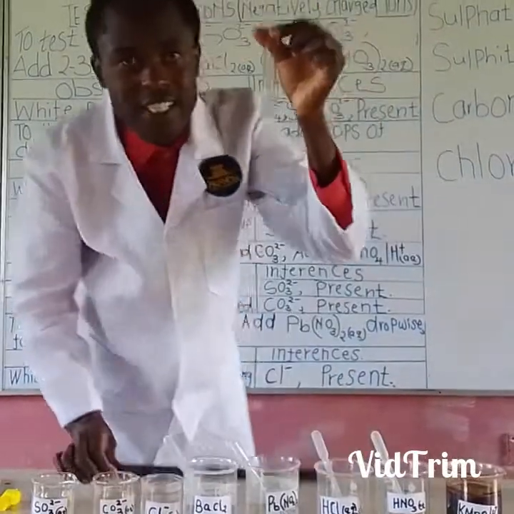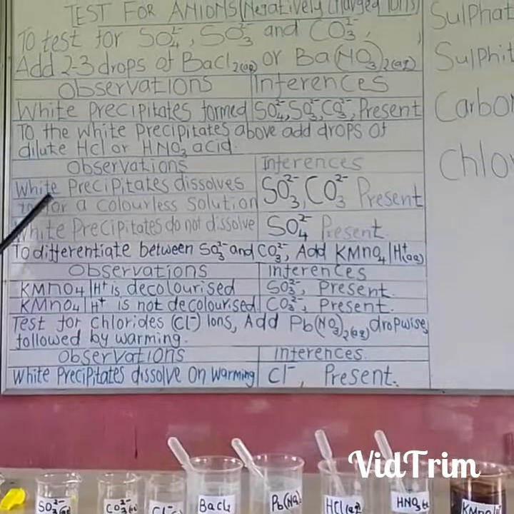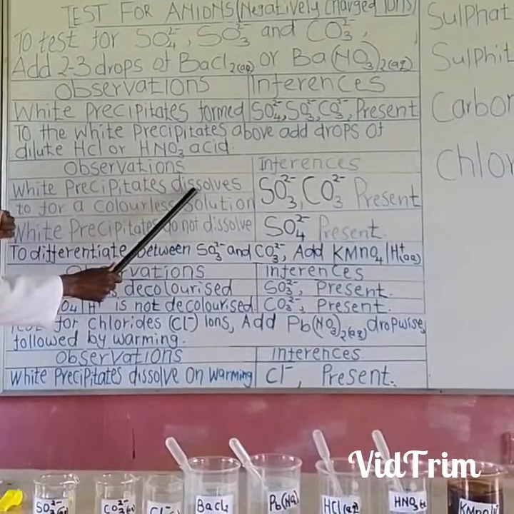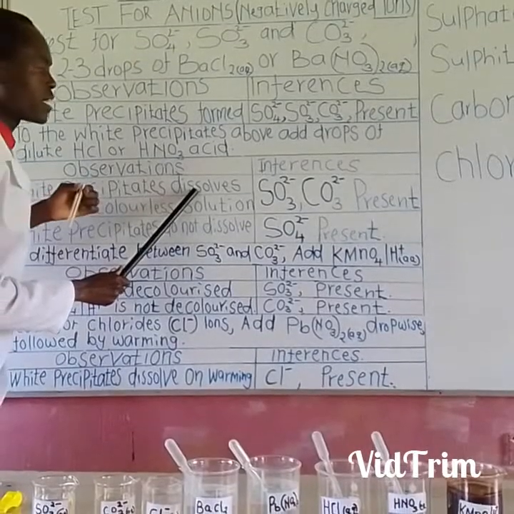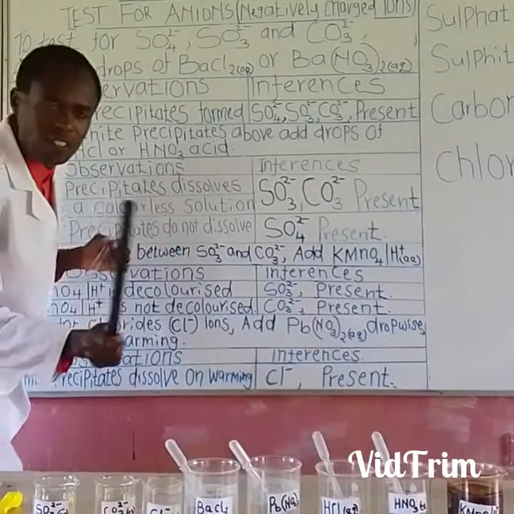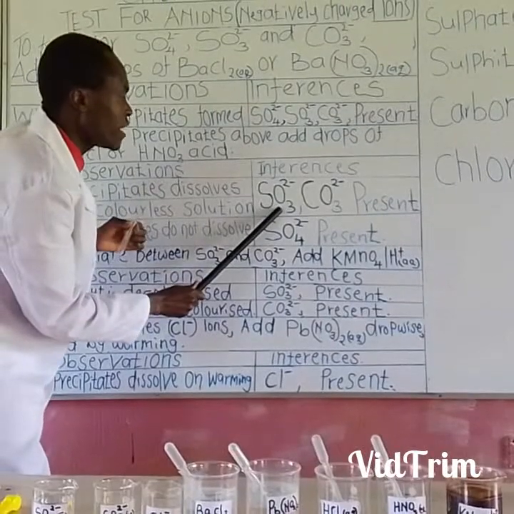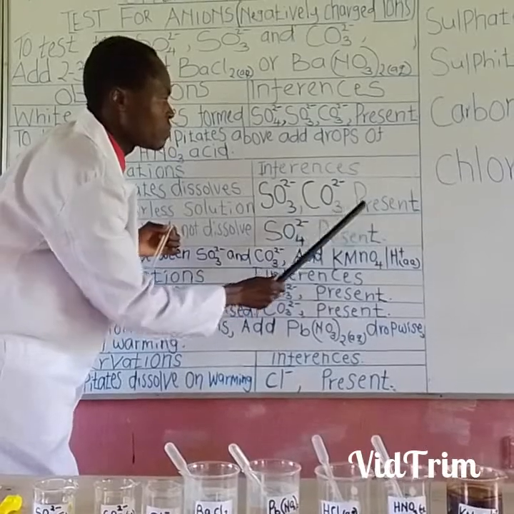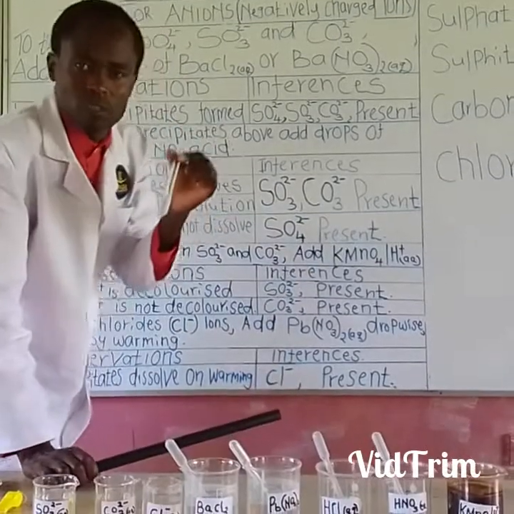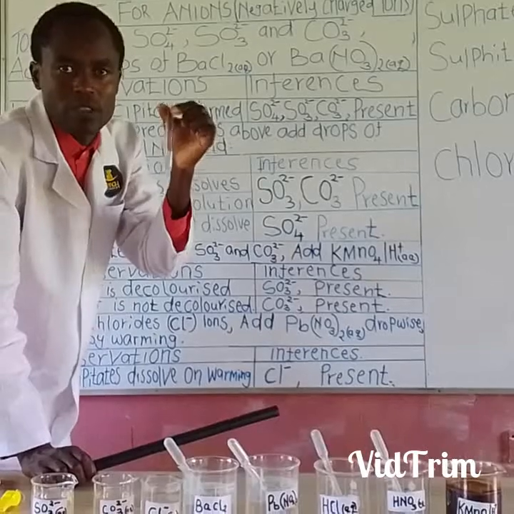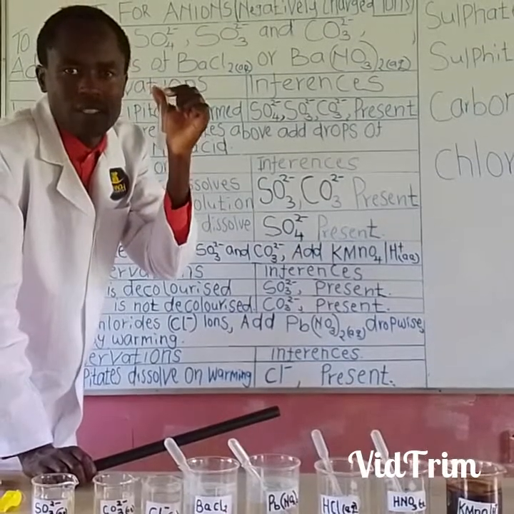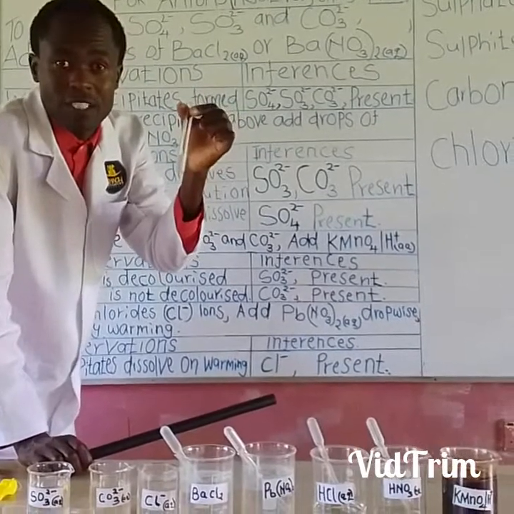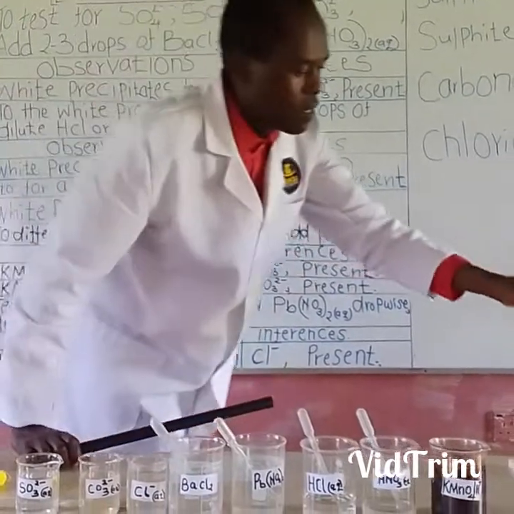So if that is the case, white precipitates dissolve when we add dilute hydrochloric acid. Then we suggest the presence of the sulfide and carbonate ions present. But what we know is that this is a solution that contains what? Sulfide ions. Is it okay? So we confirm the presence of the sulfide ions.